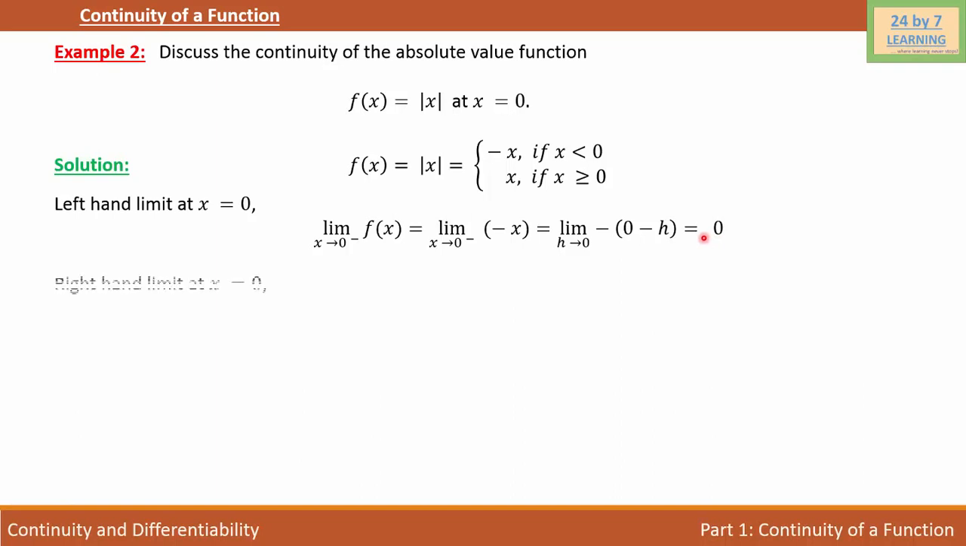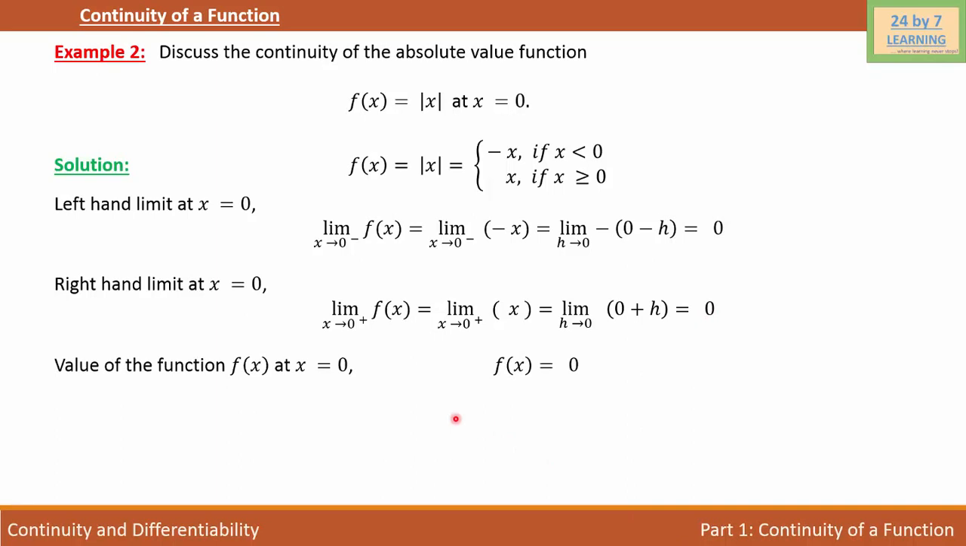The next thing we need to find is the right hand limit. It is obvious that x greater than 0 is the second part of the function. So when we decide to find the right hand limit of the function, we will use this particular function. So the right hand limit of the function is the limit as x tends to 0 plus of f(x), which is equal to the limit as x tends to 0 plus of x from here, which is equal to the limit as h tends to 0 of 0 plus h. Since h is 0, the final value of the right hand limit will be 0.